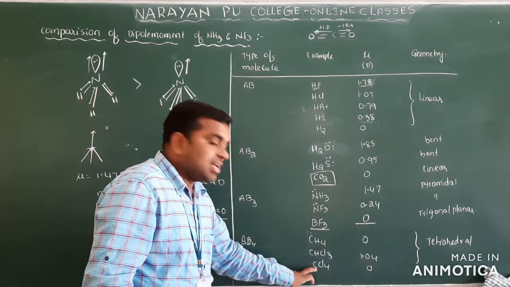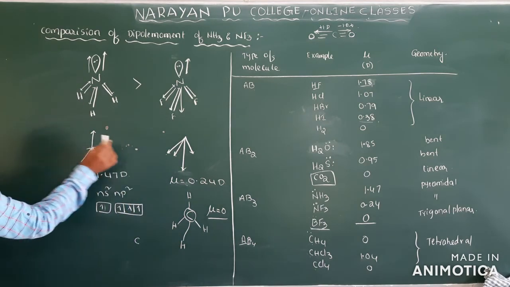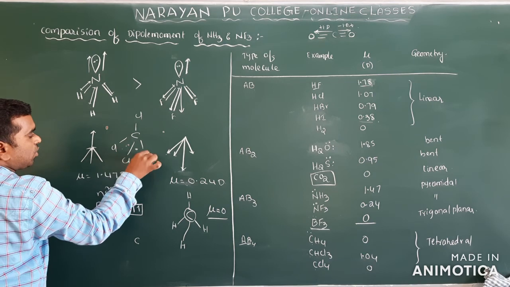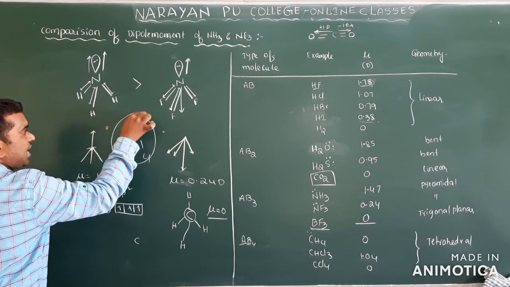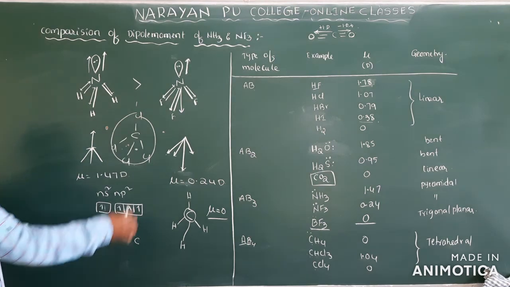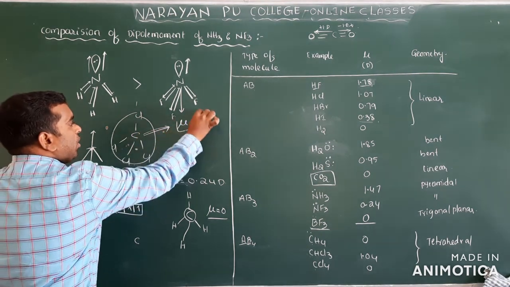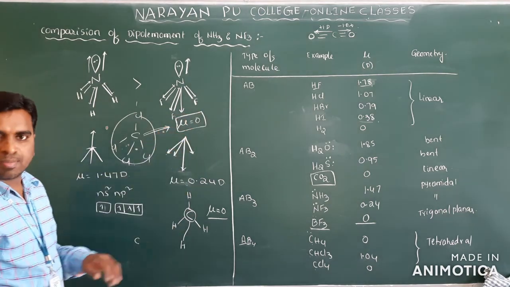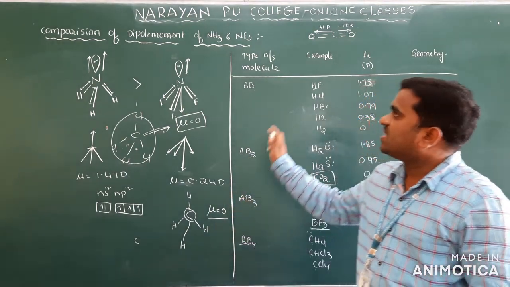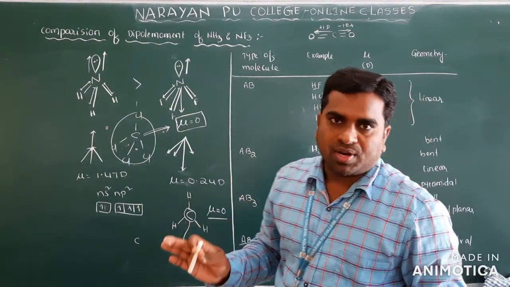But here you see, CCl4. In CCl4, the central atom is not having any lone pair of electrons, and all surrounding atoms are the same. So that's why the molecule is symmetrical, or it will have the regular geometry. So that's why it will have zero dipole. Clear? So these are the conditions we have already discussed, and this is about dipole moment, a very very important concept.